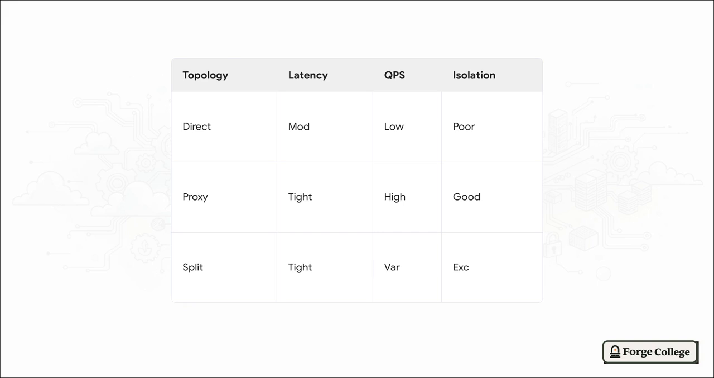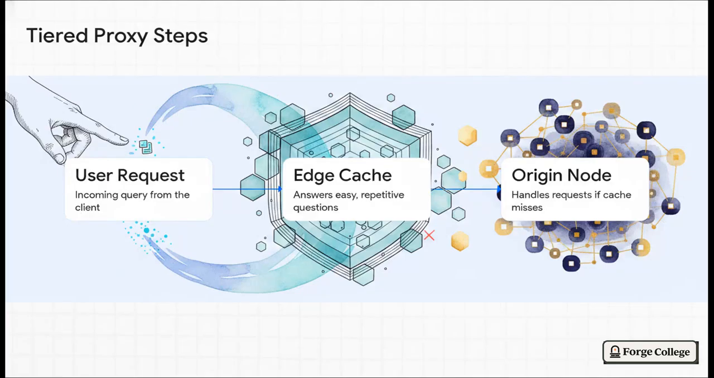It separates everything onto dedicated machines, giving you excellent isolation for writes and analytics, but yeah, it's definitely the most complex to actually run. Let's see how this builds out specifically for the tiered proxy, since honestly, it's highly recommended for most scalable Web3 apps.